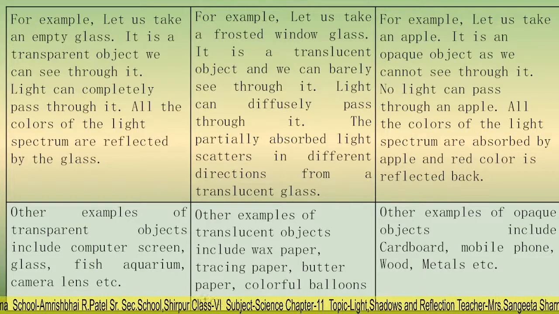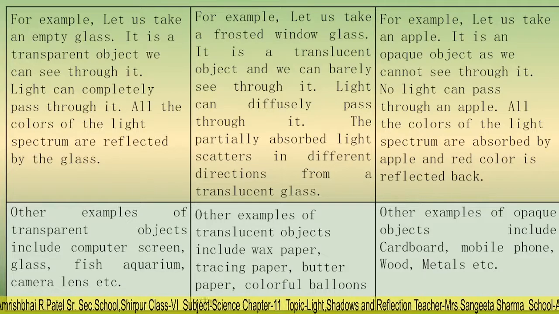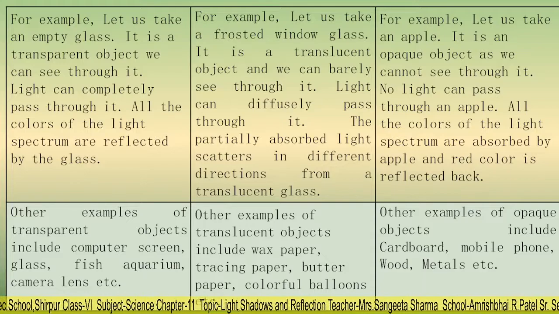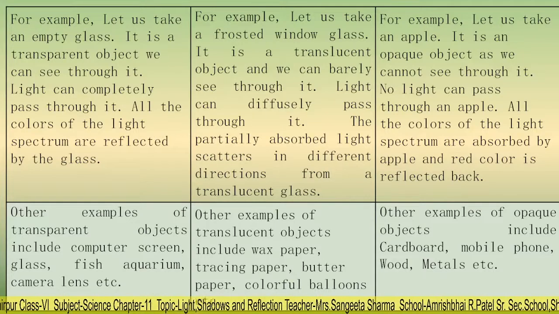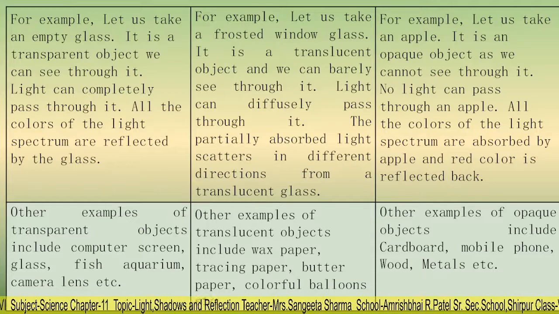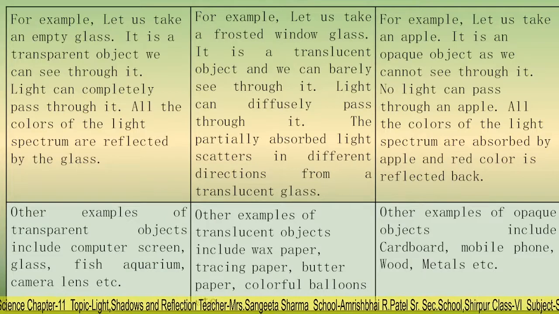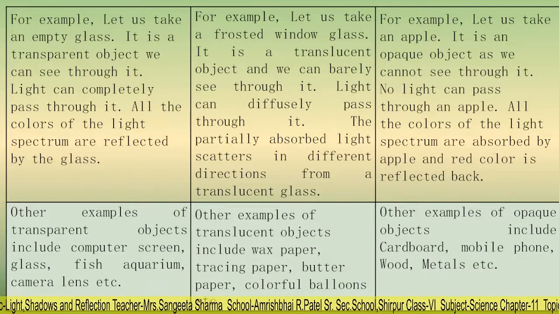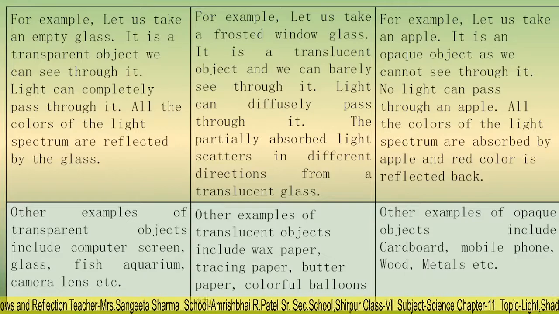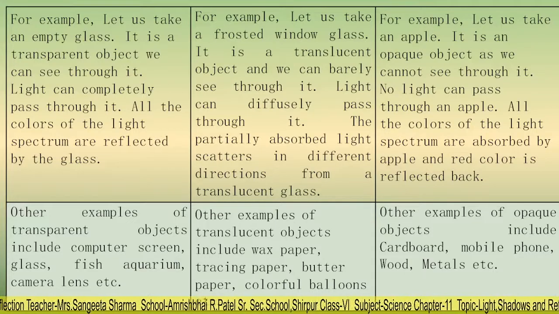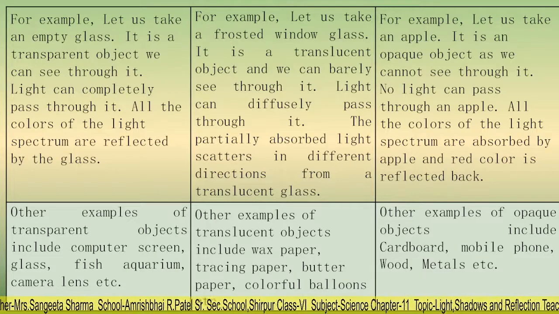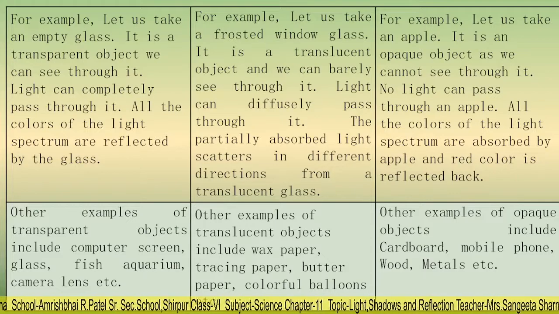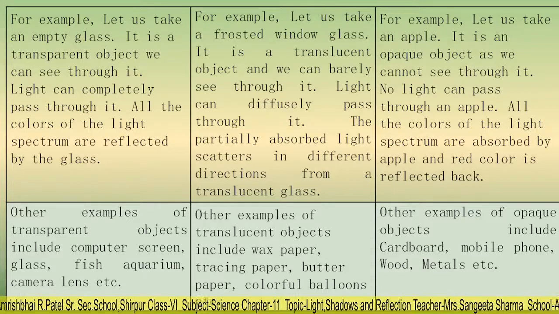Other examples are also mentioned here, like we have computer screen, glass, fish aquarium and camera lenses. These are the examples of transparent objects. What are the other examples of translucent objects? Examples of translucent objects are wax paper, tracing paper, butter paper, colorful balloons, etc. Other examples of opaque objects include cardboard, mobile phone, wood, metals, door and also your body. Your body is also an example of opaque objects.